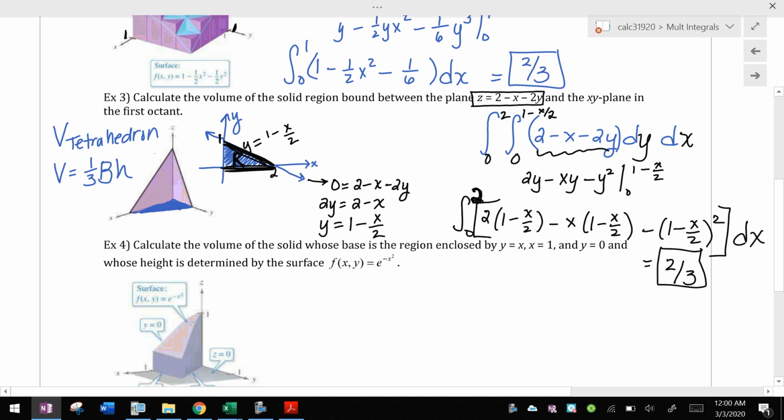And so if I look at that base down there, that would be 1/3 of 1/2 of 1 times 2, because that's a triangle. And then the height is where this would hit the z-axis, which is when x and y are both 0. And my height would be 2. So 1/3 times 1/2 is a sixth. A sixth times 4 is 4/6, which is 2/3. And that's a heck of a lot easier than going through all the integral stuff. So I just wanted to show you both ways.